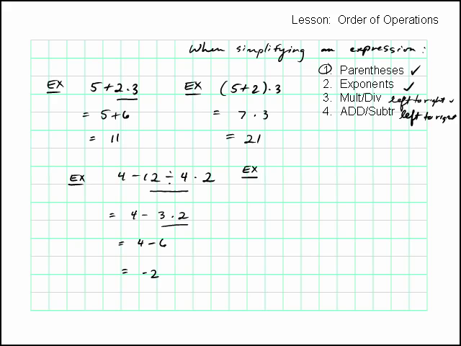Here's another one. 4 times 3 squared plus 7 minus, in parentheses, 2 plus 8. Okay, we have some parentheses here, so let's do that first. 2 plus 8 is 10. Next I have an exponent, so let's take care of that as well. 3 squared is a 9.